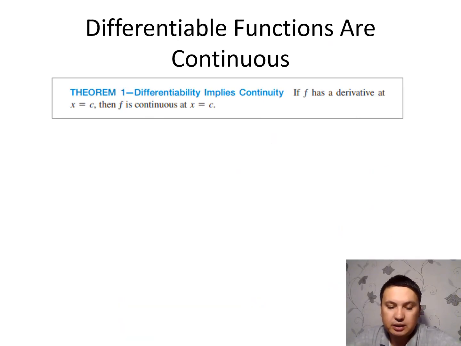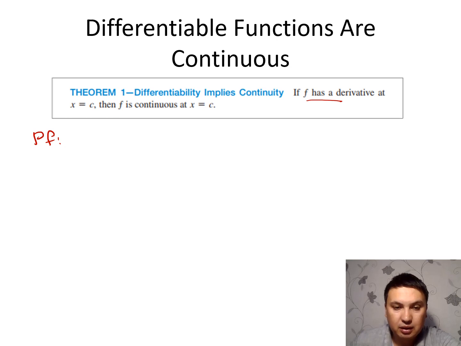So finally, we discuss the relation between differentiability and continuity. Differentiability is a much stronger condition than continuity. In particular, it means if the function is differentiable at a certain point, then it is automatically continuous, but not vice versa. So here's the theorem, and let's first prove it. If f has a derivative at a certain point, then f is continuous at this point. How do we check the continuity? Okay, so let's prove it.